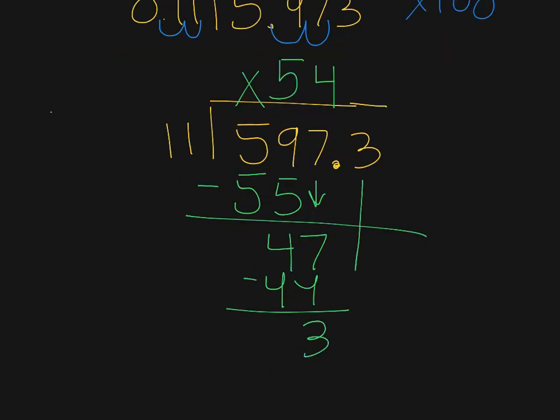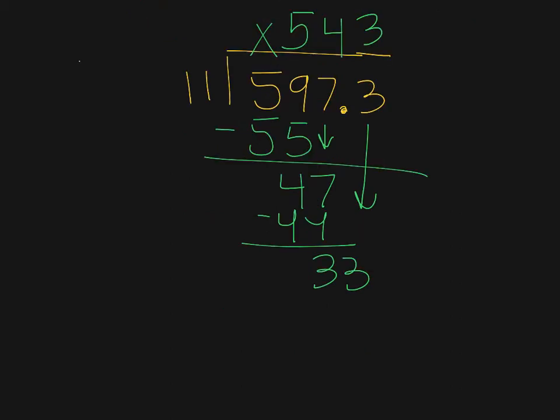And bring down the last digit, and that'll be 33. And you can go into it perfectly 3 times, because 11 times 3 is 33. And you'll get a 0 as our remainder. And the decimal just goes straight up. So our quotient is 54 and 3/10.